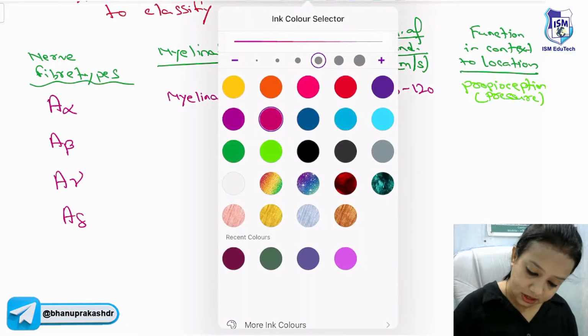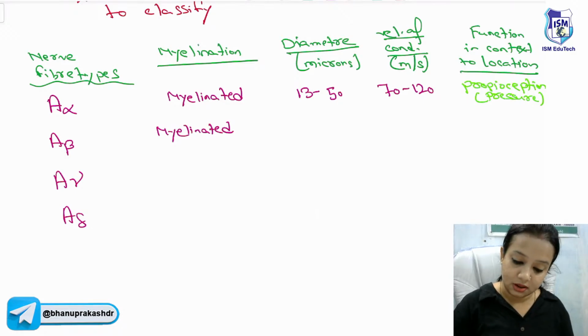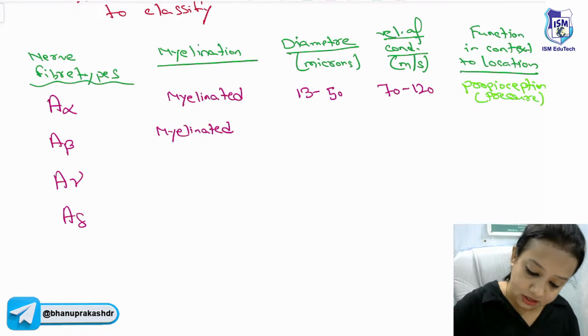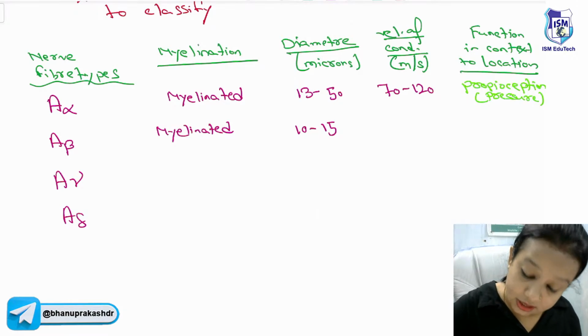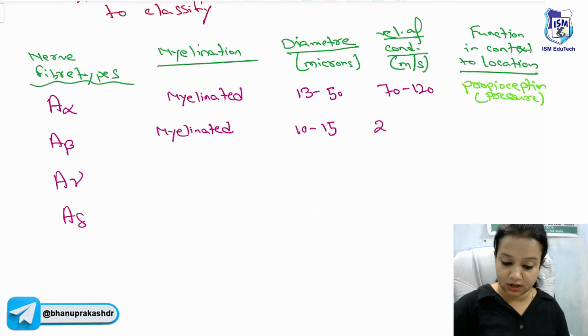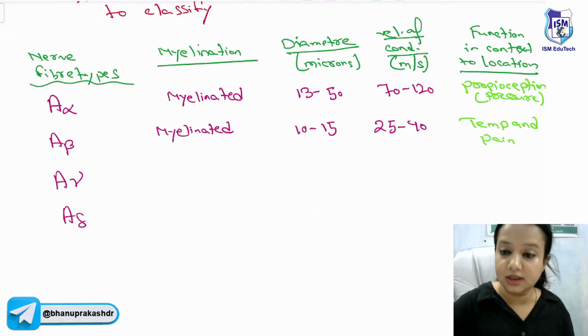Second one is the A beta. This is also well myelinated, but its diameter is smaller, about 10 to 15 microns, and the velocity is much slower, like 25 to 40. It senses temperature and pain.